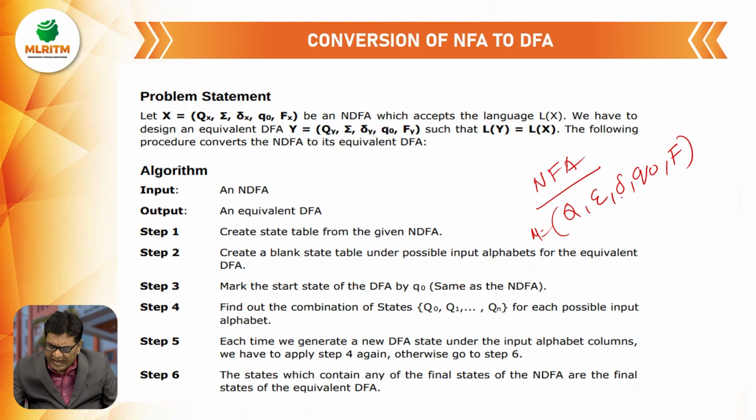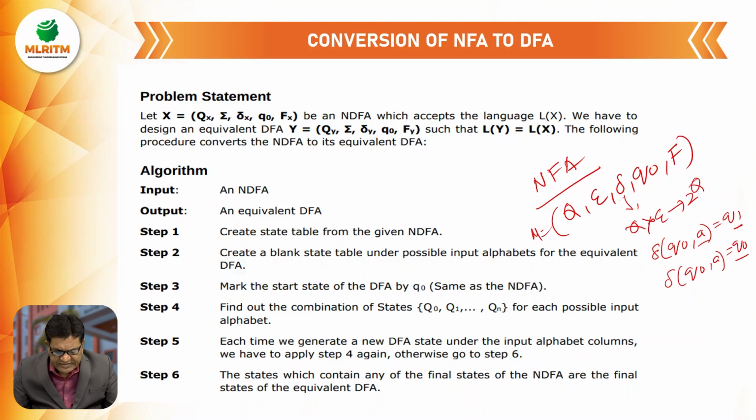The transition function moves from one state to another state. What is the transition function for the NFA? Q cross sigma goes to 2 power Q. It generates multiple paths. Meaning, from the current state Q naught with input A, it goes to Q1, or Q naught with A goes to Q naught. It generates multiple paths from the current state with the current input.